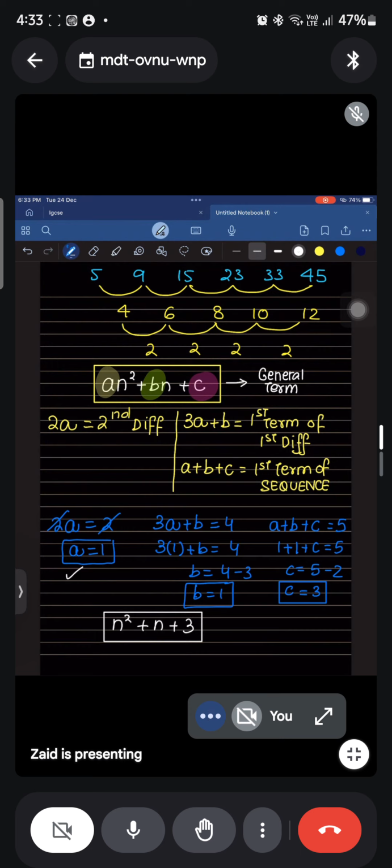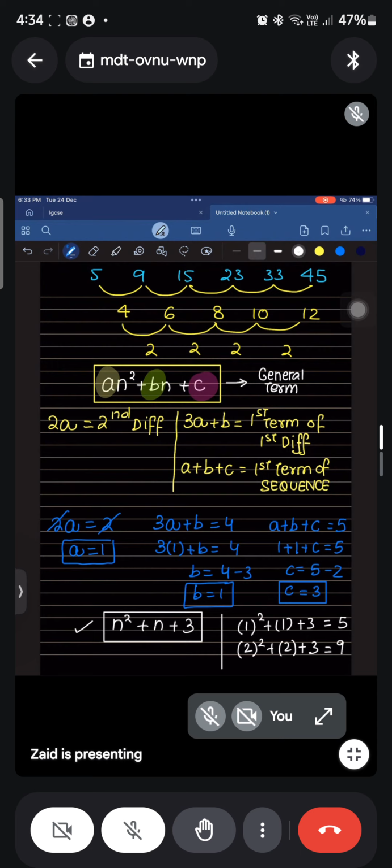If you want to verify it, if I put 1 in place of n, I'll get the first term of the sequence. Let's see whether I'm getting it or not. 1 squared plus 1 plus 3, yeah, I'm getting 5. Now I'm putting 2: 2 twos are 4, 4 plus 2 is 6, 6 plus 3 is 9. Yeah, I'm getting it. So, yeah, it's correct.